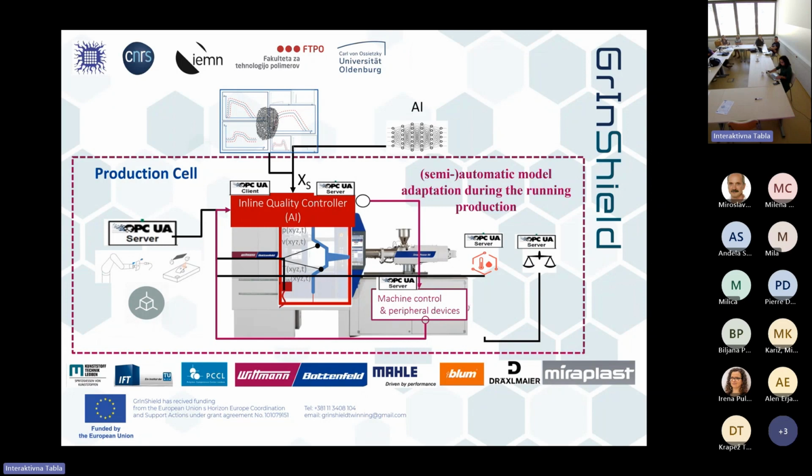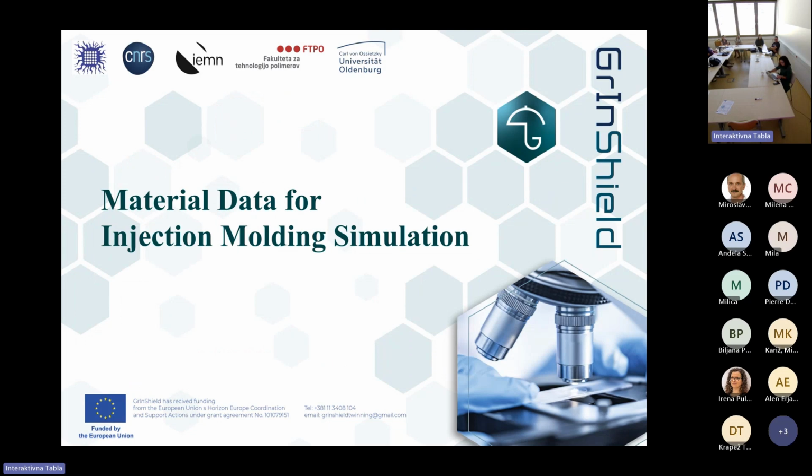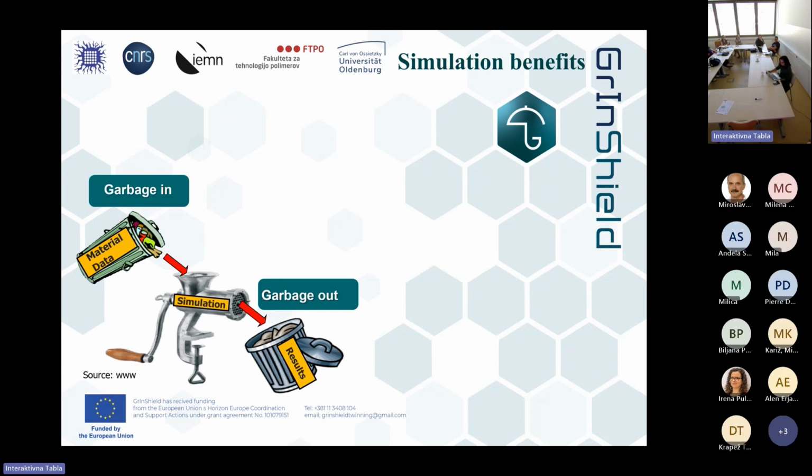So therefore, I think it's worthwhile to talk about the quality of material data, the quality of viscosity curves, and how to use them finally to speed up the development and to cut down the costs. That's what we all know: garbage in, garbage out. You put in imprecise data, and even with the best simulation software ever, you can only get out garbage, which doesn't fit reality.